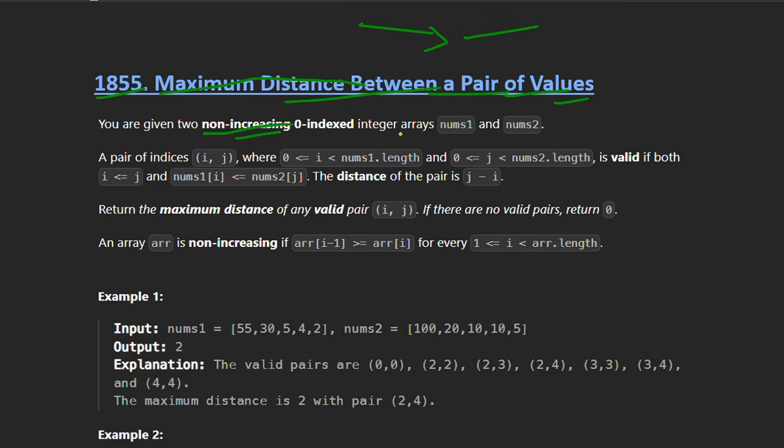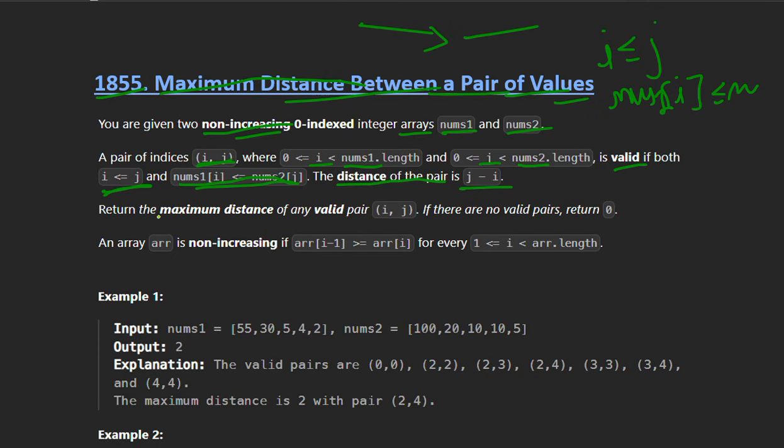So we are given two non-increasing arrays named nums1 and nums2 and a pair of indexes i, j, where the ith index is from the array nums1 and the jth index is from the array nums2, right? This pair is valid if i is less than or equal to j, and the second condition is nums1 of i is less than or equal to nums2 of j, right? If these two conditions are satisfied, then this pair i, j is said to be valid, and the distance of this pair is j minus i.